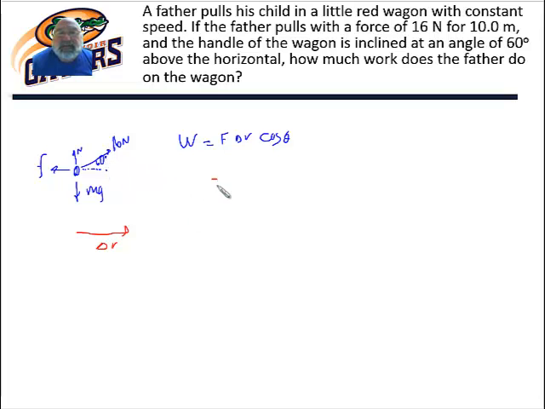So let's go ahead and substitute in. The force is 16 newtons times the displacement of 10 meters times the cosine of 60 degrees. 16 times 10 is 160 times the cosine of 60. Well, if you remember, cosine of 60 is 1/2, so 160 times 1/2 is 80 joules. So the father does 80 joules of work pulling the child in the wagon over a distance of 10 meters.